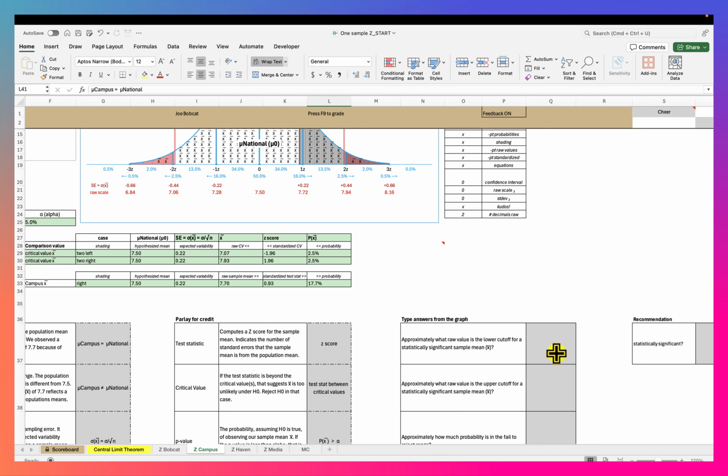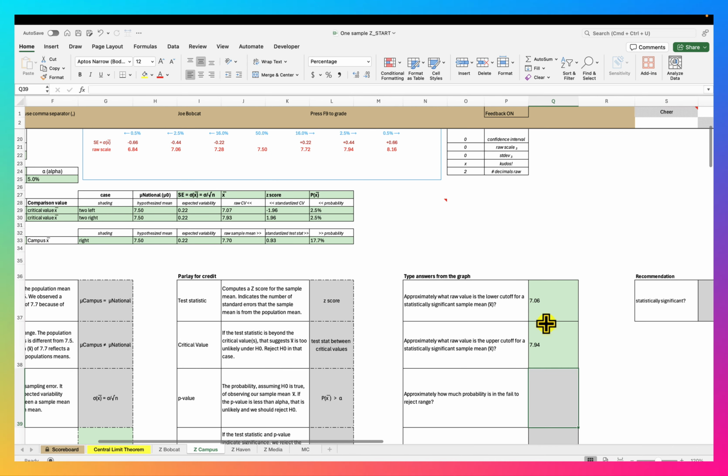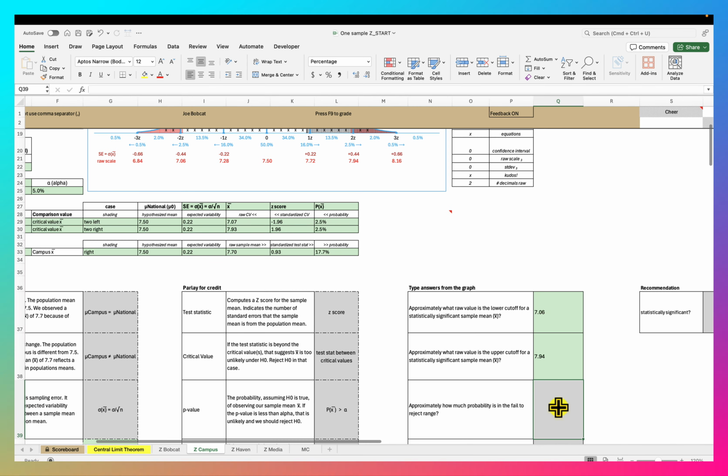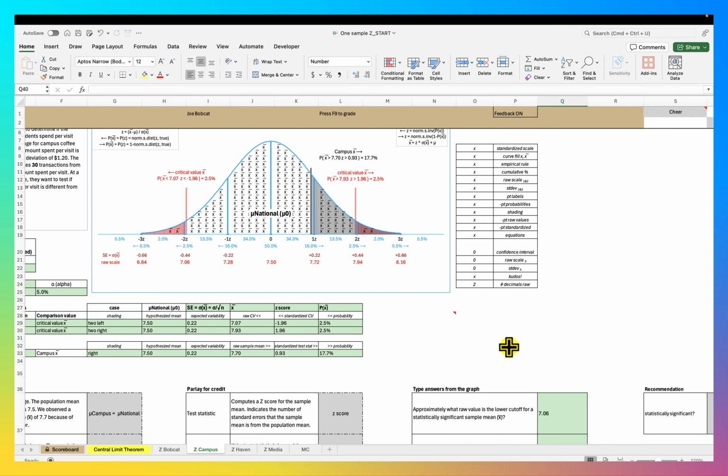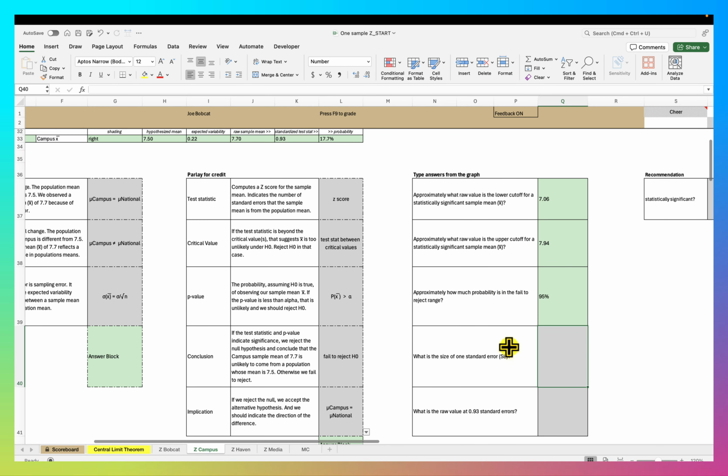Approximately what raw value is the lower cutoff for a statistically significant sample mean X bar? And that's going to be the 7.06 down there. Approximately what raw value is the upper cutoff? That's 7.94. How much probability is in the fail to reject range? 95%. And we fell into that 95%, which is why we did not reject the null.